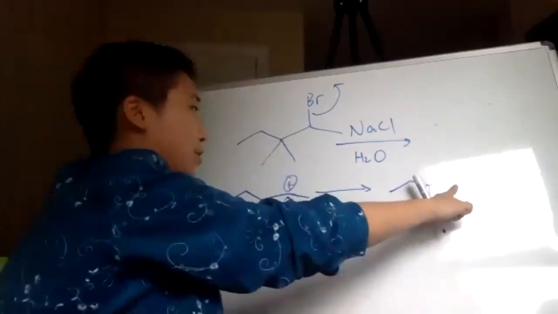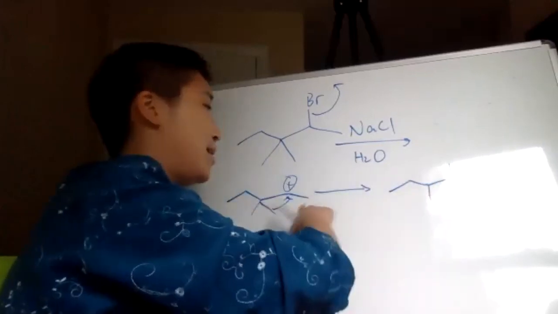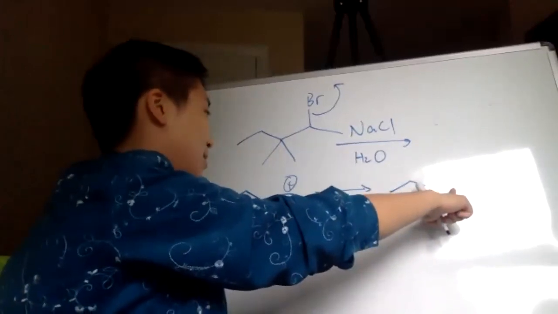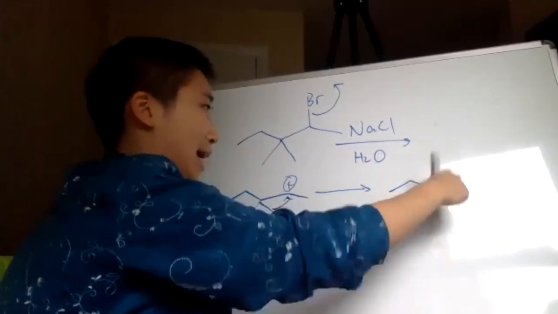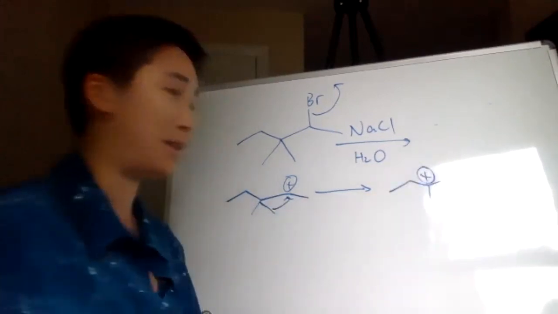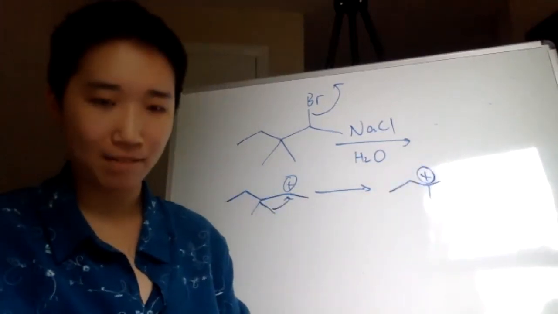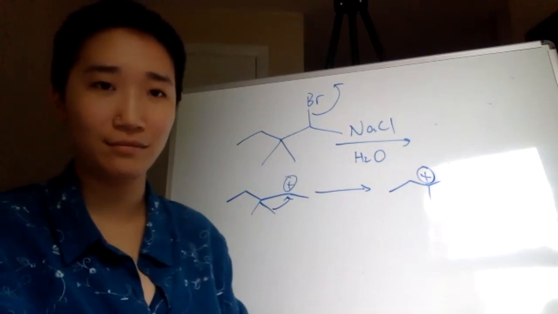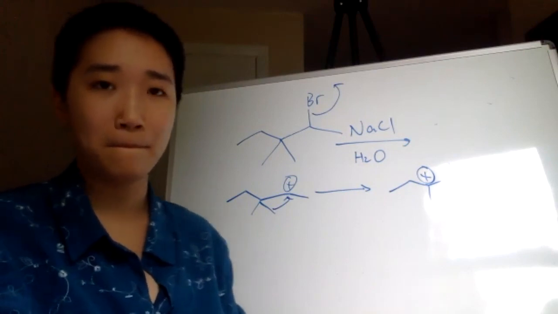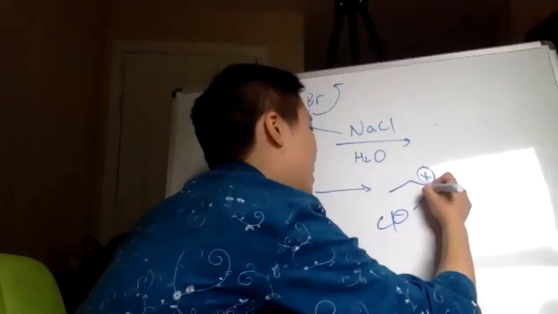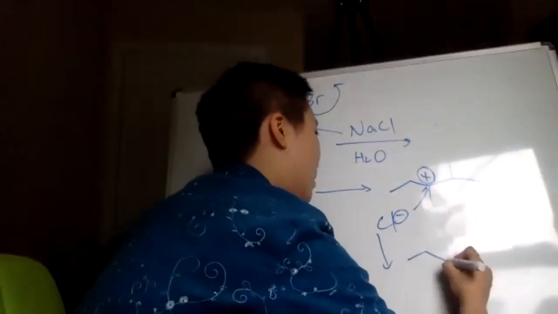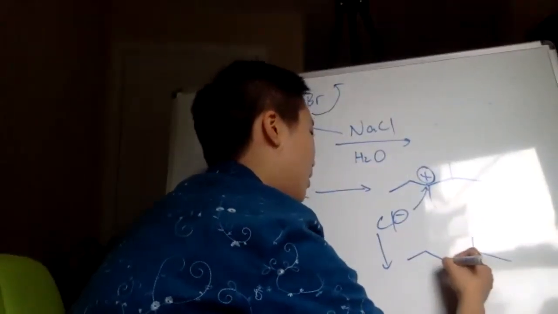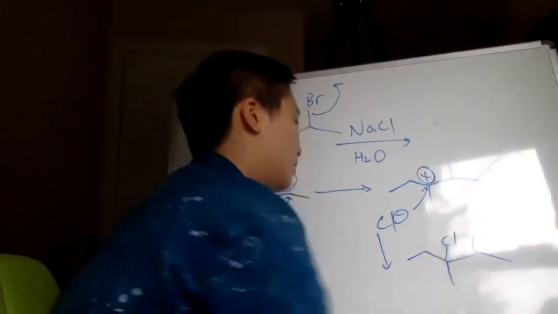Now this carbon is very happy because it now has a full octet. Which carbon becomes unhappy? It's this carbon. Now we have to put a positive charge on it. And then what's the next thing that's going to happen? Cl⁻ attacks. Cl⁻ is going to come in and attack, and then we're going to end up with our product that looks like this.